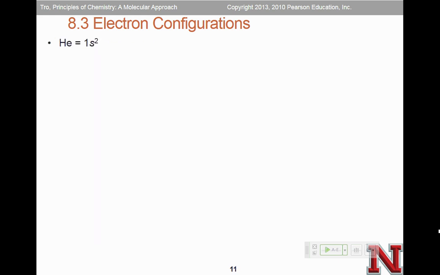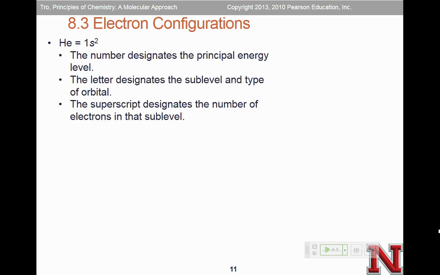So helium, which has 2 electrons, its electron configuration is 1s2. It looks very similar to hydrogen, but it has 2 electrons, so its s orbital is fully filled. So again, our number designates our principal quantum energy level. The letter is the sublevel, S, P, D, or F, and then the superscript designates the number of electrons in that specific sublevel.